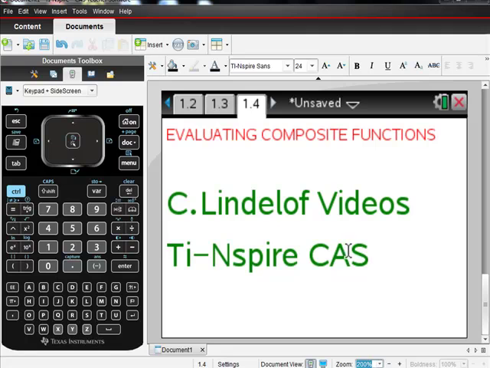I don't know how this works with non-CAS calculators, so I want to say that, because I always get people saying, how come my calculator won't do it? If you have a CAS, your CAS will do this. So let's try to just evaluate some stuff with your CAS calculator.